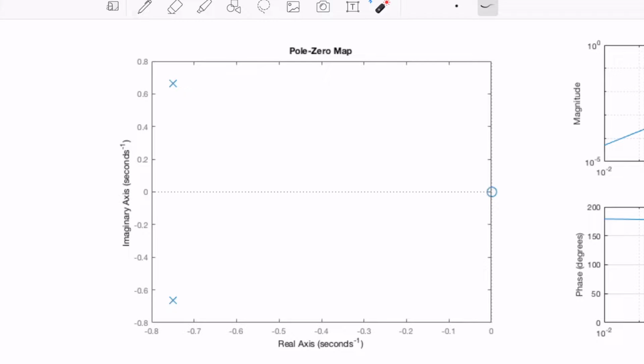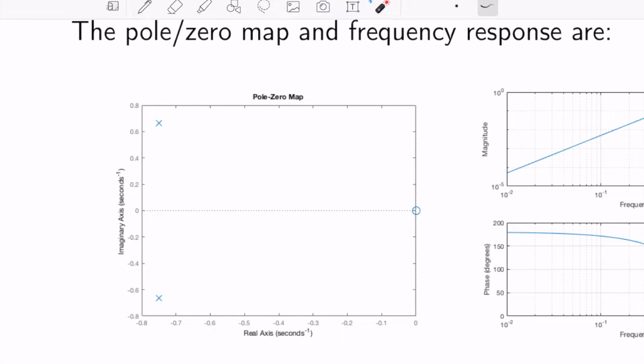And then we have two poles, and they are complex, so it's a complex pair of poles. It's about minus 0.75 plus j 0.7, estimated. MATLAB will actually tell you the exact values if you want to know. So that gives us some sense of where the pole zero map is.